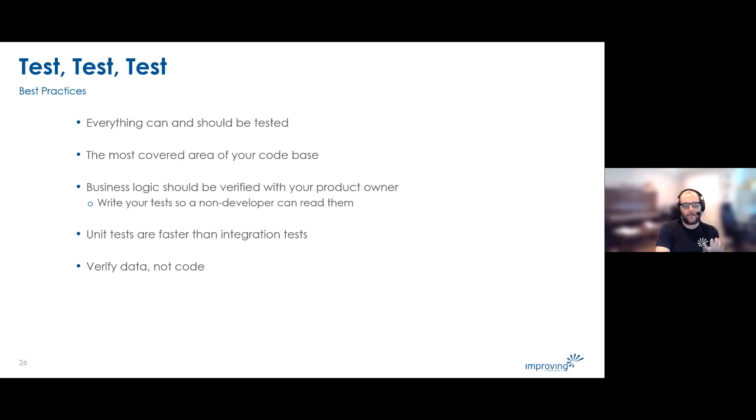So when I say that, I mean test that the data is what it is, not that your code executed in the right order. So a good test would be like, hey, when I add to cart, I expect the cart to have a line item. A bad test would be when I add to cart, I expect the function to have been invoked and then this other function to be invoked, right?